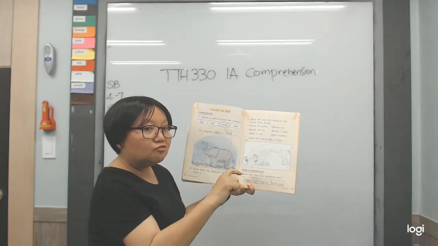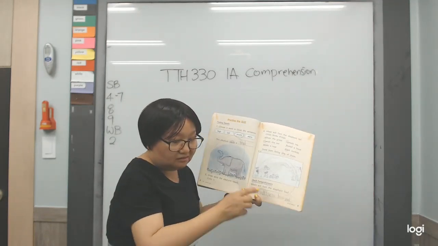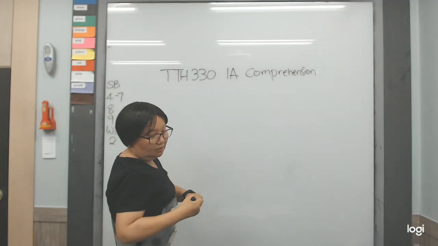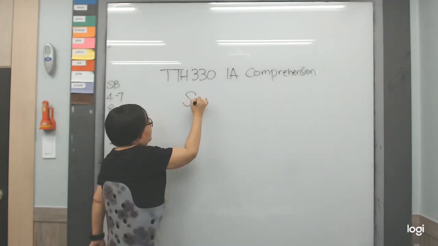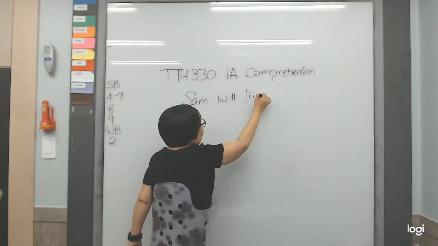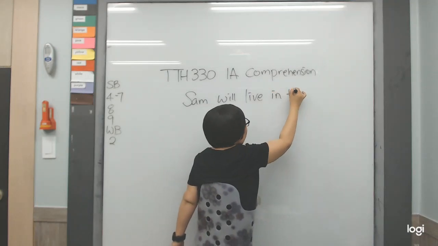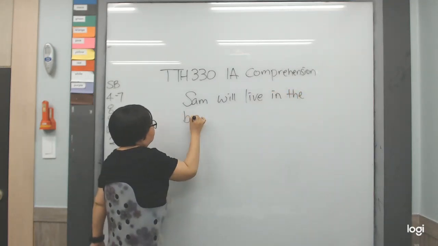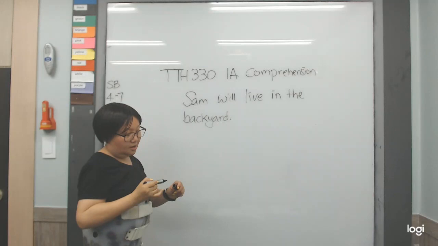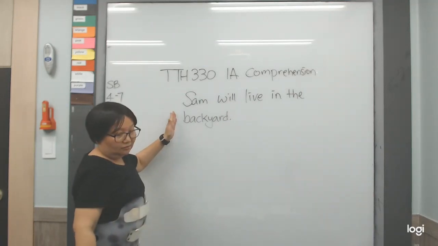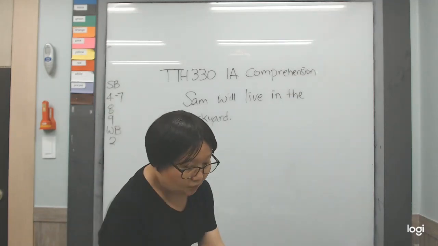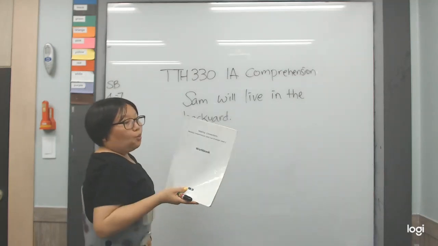But let's write down in sentences. So what do we need to write down? Where will Sam live? Okay, so we need to write down Sam, right, will live where? Good. In the backyard. Good job. Okay? So please write the sentence in the book. Alright? So if you're done, we are going to turn to the white book, please.